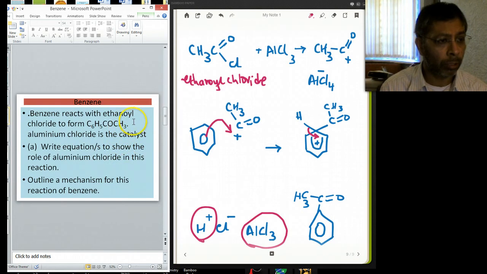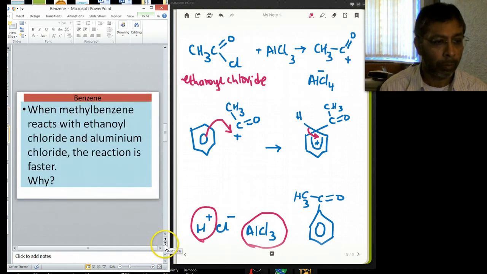Benzene reacts with ethanoyl chloride to form that one there. Aluminium chloride is the catalyst. Write an equation to show the role of aluminium chloride in this reaction. We know it's a catalyst because it's reformed at the end. Okay, outline a mechanism for this reaction of benzene. Again, you can practice that.